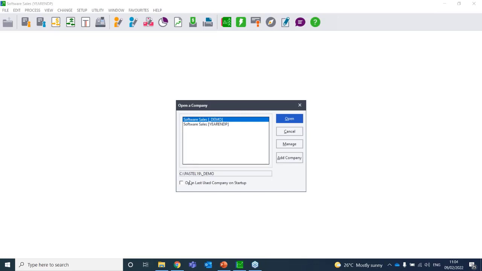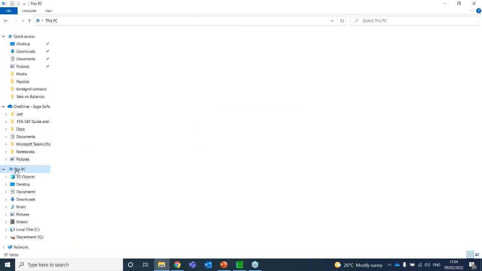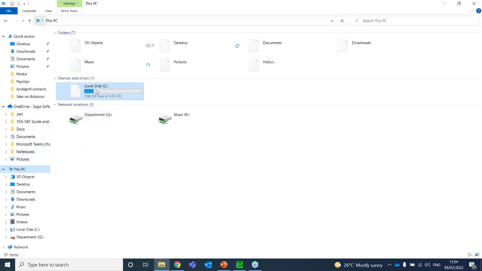So yeah, guys, eventually it opened to show you, here's where you can see your file path. So if you see C drive, you go into my computer, you select this PC, you can see C drive says local drive. Awesome, it's local. But if that said, for example, P, Pastel 19, and it shows under network locations, that is on the network.